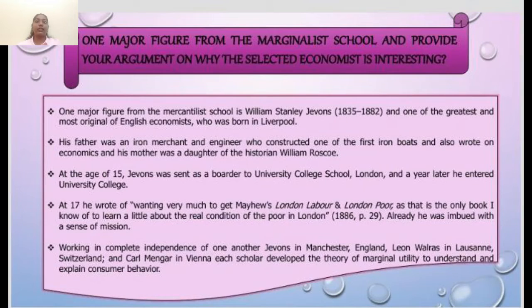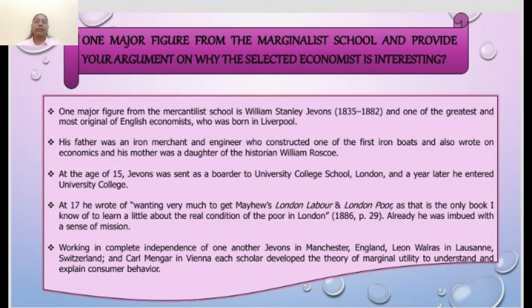Besides that, at the age of 15, Jevons was sent as a boarder to the University College School at London. A year later, he entered University College. At 17, he wrote of wanting very much to get Mayhew's London Labour and the London Poor, as that is the only book I know to learn a little about the real condition of the poor in London at 1886. Already he was imbued with a sense of mission.